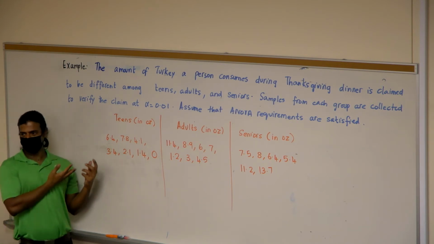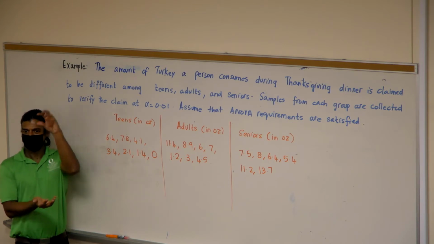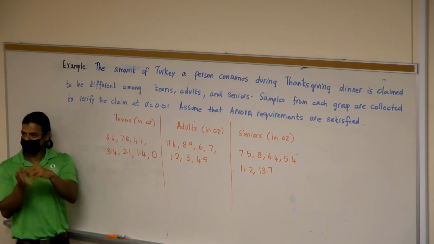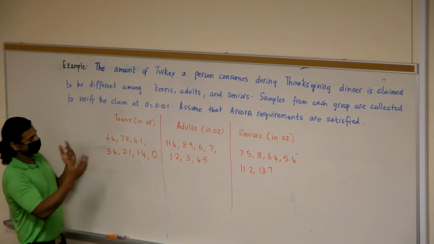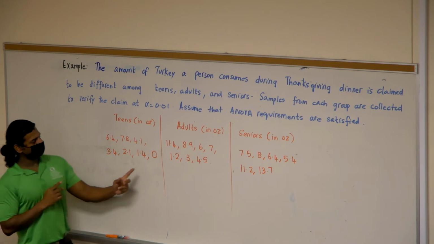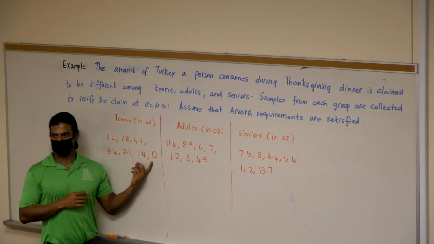We stop people who went for a Thanksgiving dinner, before they eat we measure the amount, and then we give it to them. It's kind of creepy, but that's how this could happen. So, what does that 0 imply?